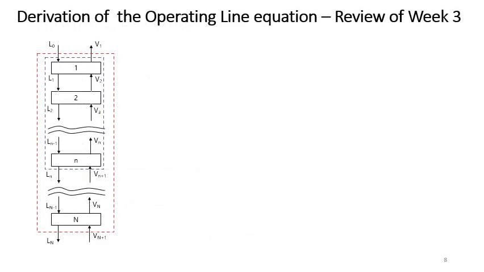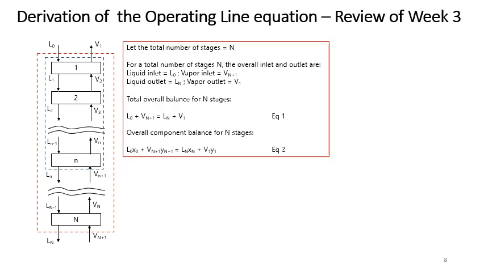Okay, previously in week 3, we derived the operating line equation for a distillation column. So we can do the same for an absorption column as well. You can review some notes on week 3 if you want to recall. So let's say you have an absorption column here where you have the total number of stages from stage 1, stage 2, and so on until stage N, capital N. So let the total number of stages be equal to N.